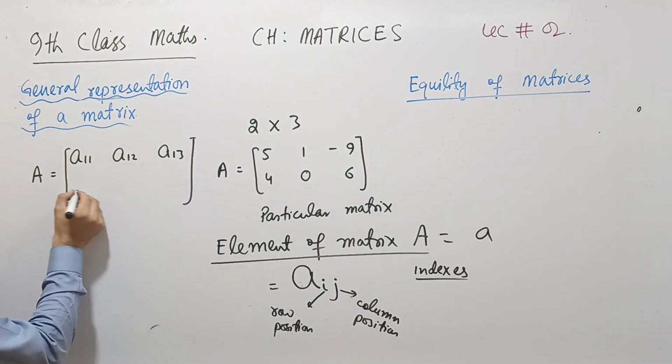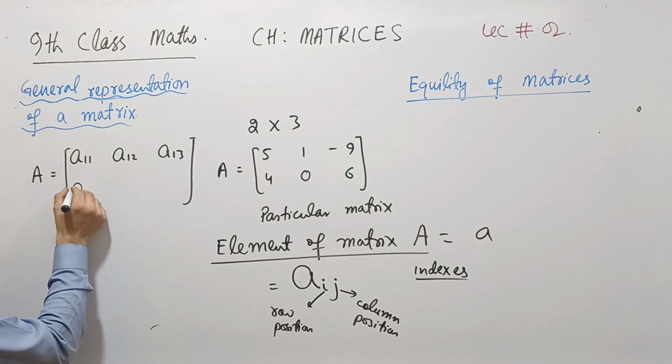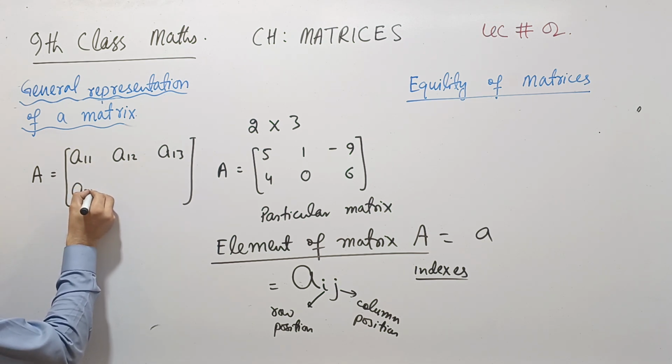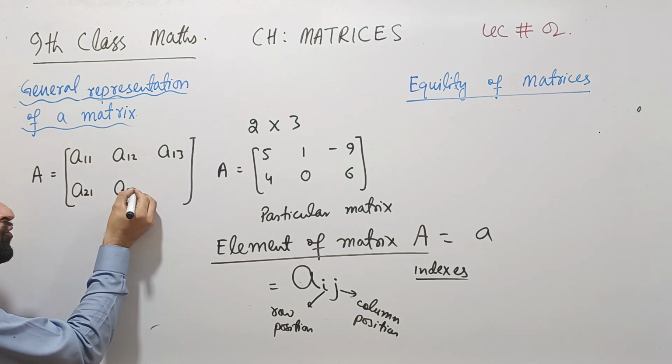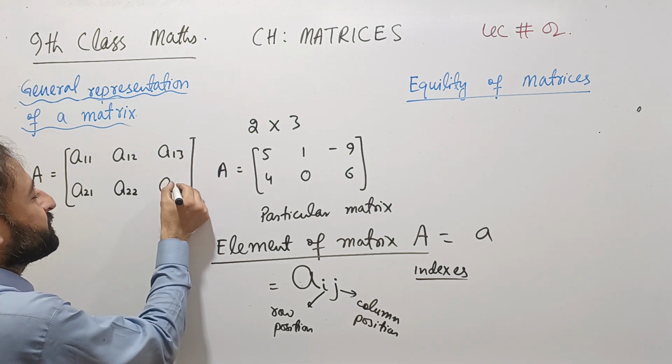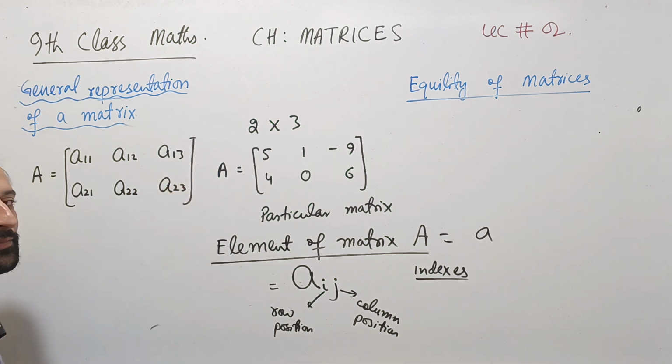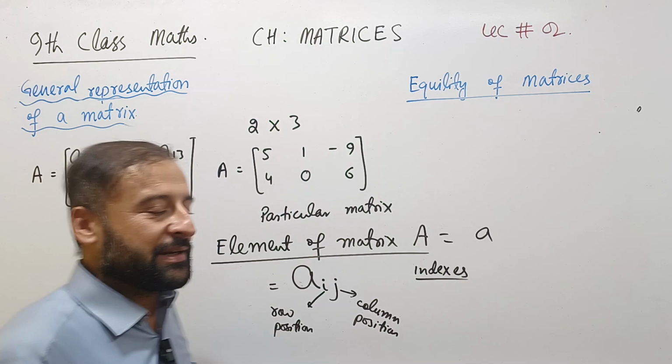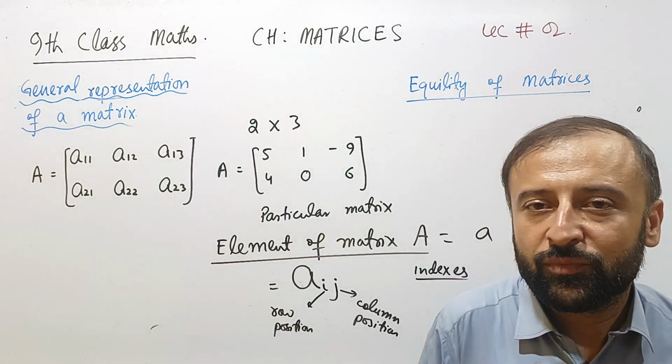Similarly, this element is in the second row and first column, so you should say a21. Similarly, a22 and a23. This is called the general representation of matrix A.